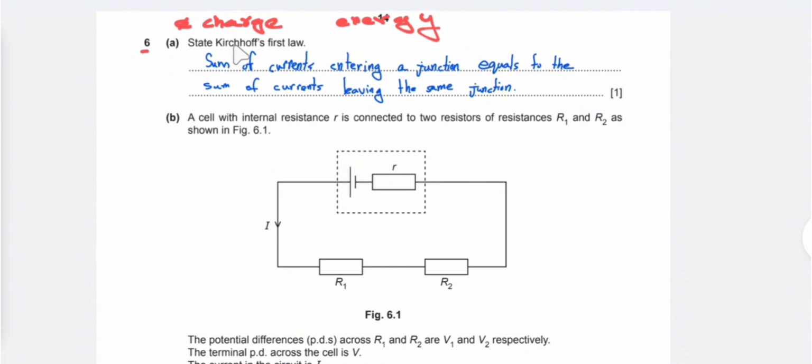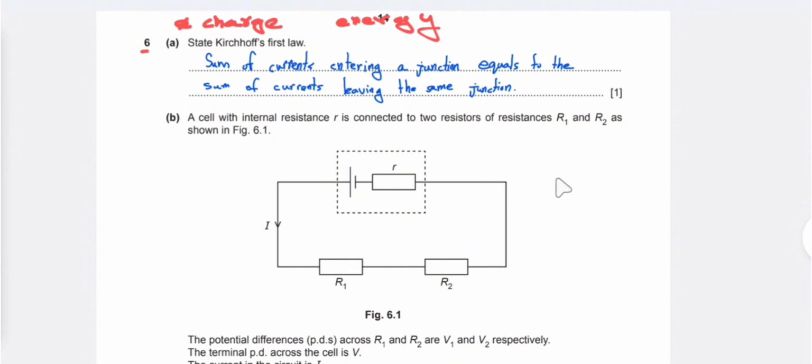For the first law, since it is the conservation of charge, the sum of current entering a junction equals the sum of the current leaving the same junction. Suppose this is a junction and the current I is entering the junction, so the current that is leaving the junction is also I. So the sum of the current entering a junction is equal to the sum of the current leaving a junction.